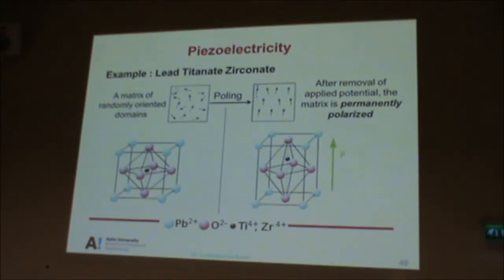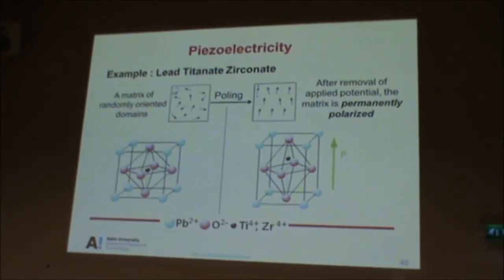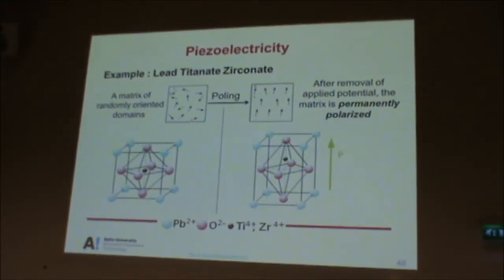Okay, now you take a material which is randomly oriented. For example, here I'm talking about lead titanate zirconate. This is the unit cell of this crystal. At the center is the titanium 4+ or zirconium 4+ cation, and it is surrounded symmetrically by oxygen 2-.